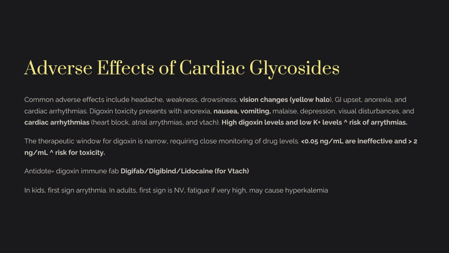Okay, so teaching patients signs and symptoms or why they're in the hospital, you monitoring that will be very important. So again, signs and symptoms, there are just regular signs and symptoms, and then toxicity: the vision changes, those yellow halos, the nausea, vomiting, or arrhythmias, including heart block, atrial arrhythmias, and VTAC. Which is, again, if this can cause heart block, is why I wouldn't want to give it if somebody has that.